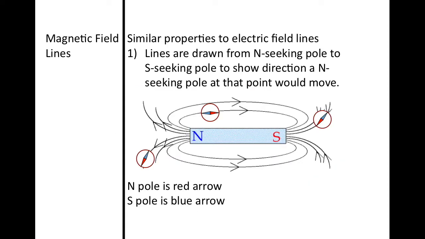Similar to electric charges having fields, magnets also have fields, and these are called magnetic fields. They are represented by lines that are drawn from the north-seeking pole to the south-seeking pole to show the direction a north-seeking pole at that point would move. Below we see a magnet that has two arrows like the needle of a compass. The north pole is red and the south pole is in blue.